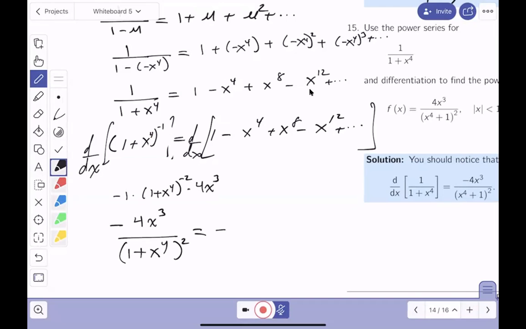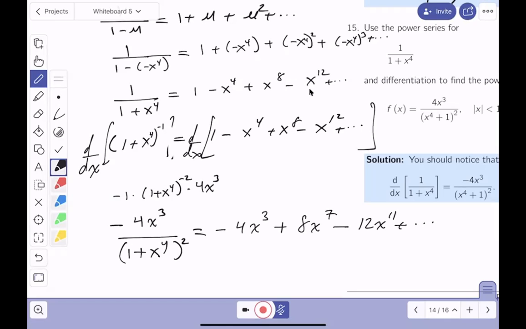You would get minus 4x cubed plus 8x^7 minus 12x^11 plus yada, yada, yada. Now, when I put the yada, yada, yada down, I hope it's predictable, right? Like the coefficients, they're alternating, 4, 8, 12. What would the next one be?